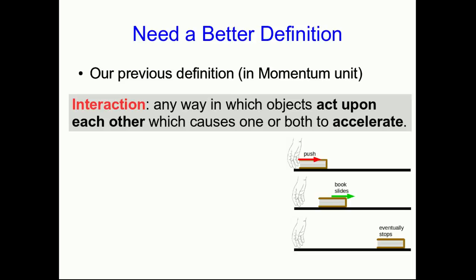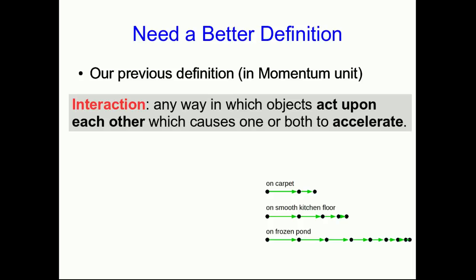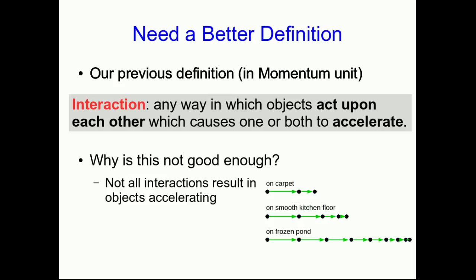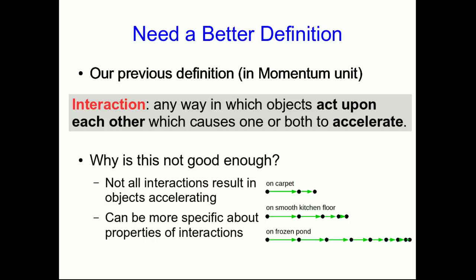We started off by thinking about why a book stops sliding across a floor and came to the conclusion that it was the interaction between the book and the floor, and we could even change the strength of that interaction and change how far the book would go. However, it's now time to move on from that definition and get a better one. In particular, it turns out that not all interactions result in objects accelerating. But we also can get more specific about the properties of interactions now, because now we understand energy, and understanding energy is the key to understanding interactions.